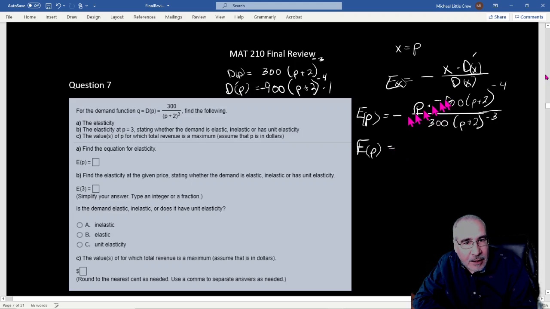Okay, negative, negative, that's a positive. 900 divided by 300, that's going to be 3. There's this p, so let's do that. That's going to be 3p in the top. The negatives are gone. And then what happens here? We've got a minus 4 and a minus 3. So remember, and there's this p plus 2. So we subtract exponents. Minus 4.